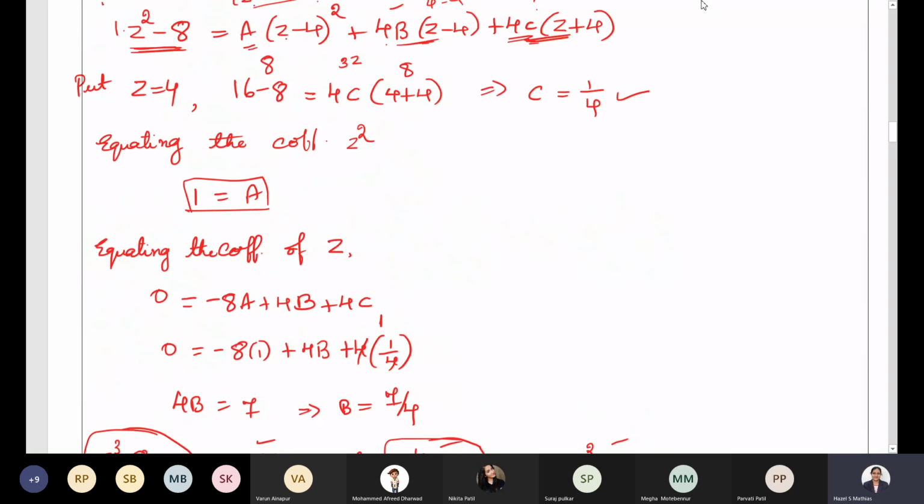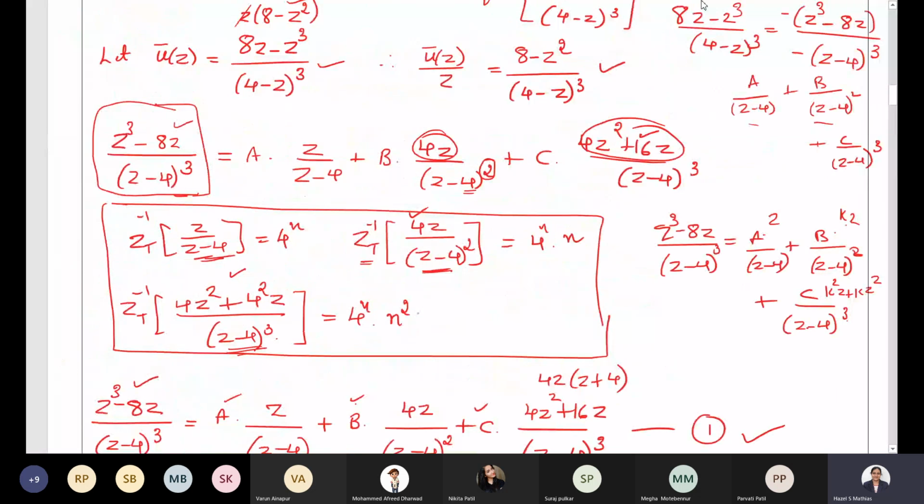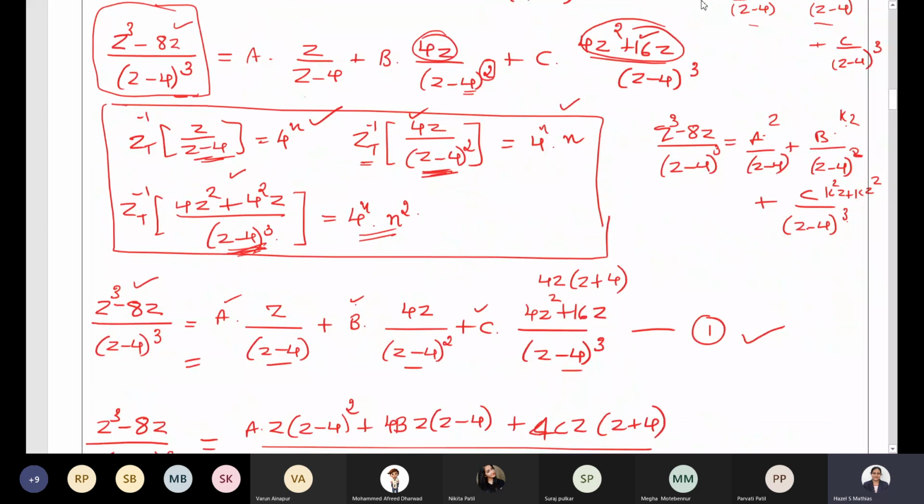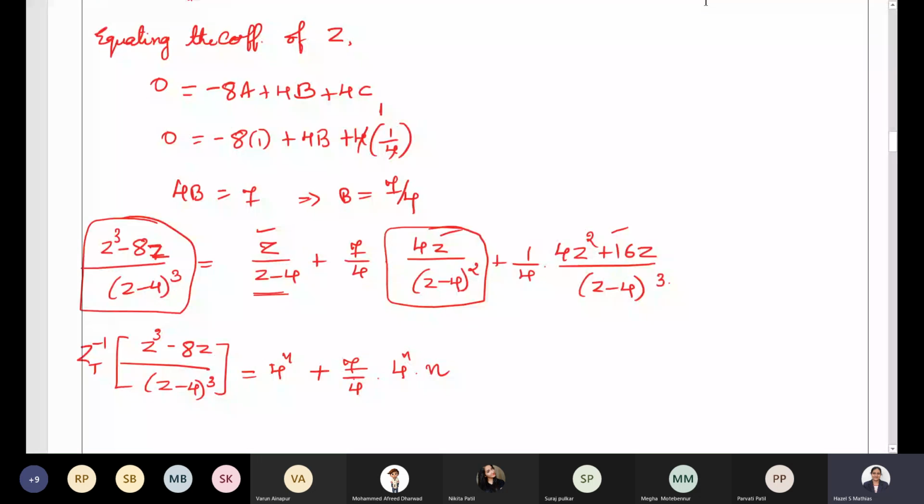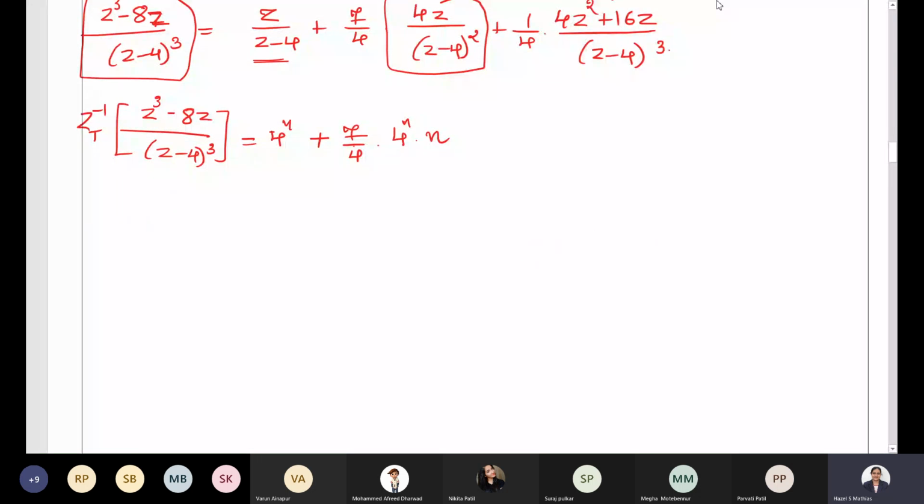Here I have listed out all the things. See over here. The inverse z transform of z by z minus 4 is 4 power n. The inverse z transform of 4z by z minus 4 whole square is 4 power n into n. Okay, these are the standard inverse z transforms which we need to remember. Similarly, here we have the inverse z transform of 4z square plus 4 square z by z minus 4 whole square, which is 4 power n into n square. These are the formulas which you need to remember. So what do we get over here? Here the last term is 1 by 4 into 4 power n into n square.